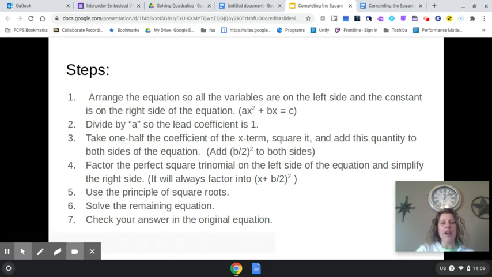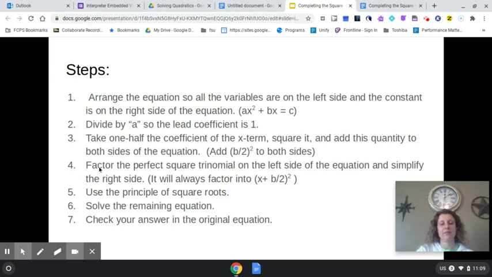We're going to divide everything through by the lead coefficient of a. When we do this, the lead coefficient will then become 1. Step number 3, we're going to take 1/2 the coefficient of the x term, square it, and add this quantity to both sides of the equation. So the process, in other words, we're going to take b divided by 2 squared and add that to both sides.